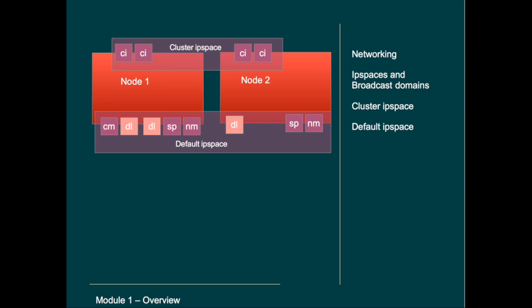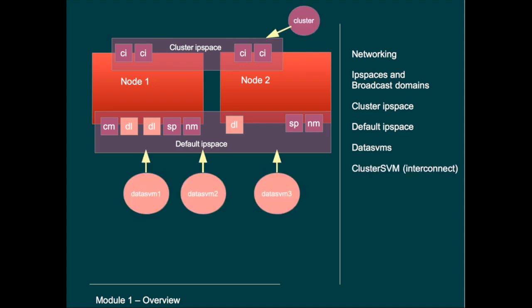The default IP space can have more than one broadcast domain, and you could have multiple data IP spaces as well. So you could have a number of IP spaces, and each IP space would have one or more broadcast domains. The advantage of having multiple IP spaces would be that you could have customers with identical subnets. So by default, however, you only have the cluster and the default IP space.